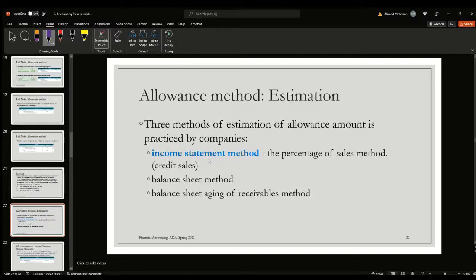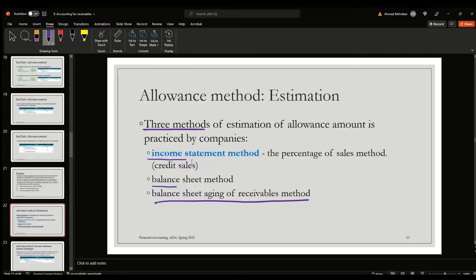How do we come to that estimated amount? There are three methods that we can think of, and those are the income statement method, the balance sheet method, and the balance sheet aging for receivables method. These three methods will help us to estimate the amount to be accounted for as bad debt, or make an estimation of bad debt for our year, for our period.